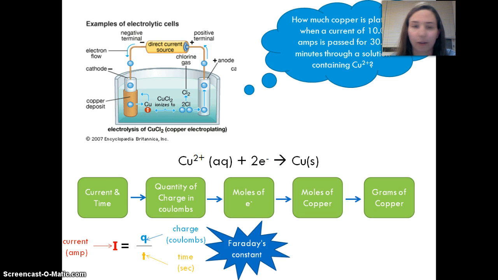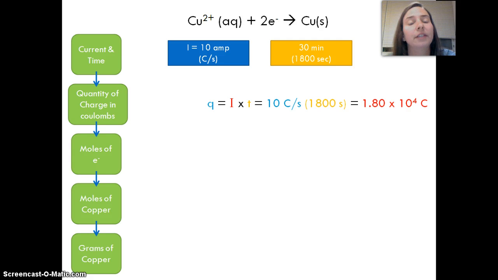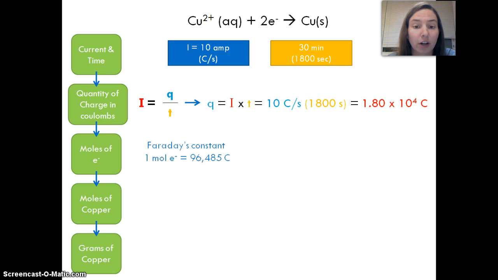So let's actually do the math. Let's try it out. So remember, on the left-hand side, we've got our action plan. We have our given information, which is our current and our time. Amperes, remember, guys, is just coulombs per second, so I've just changed the unit there. We're going to use our equation. I'm going to rearrange the equation so that we can actually solve for the charge. Now, my charge is 1.8 times 10 to the negative 4th coulombs, and so I can actually then convert that into moles of electrons using Faraday's constant.